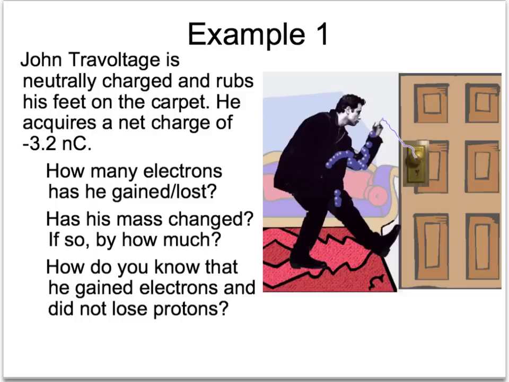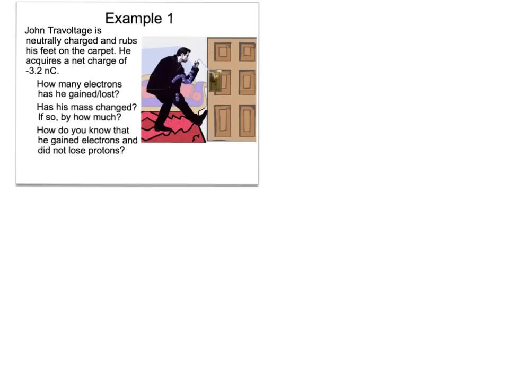Let's look at a quick example of how we can use this information. John Travoltage, the guy pictured at right, is neutrally charged and he rubs his feet on the carpet. He acquires a net charge of negative 3.2 nanocoulombs. How many electrons has he gained or lost? All right, so negative 3.2 nanocoulombs is negative 3.2 times 10 to the negative 9th coulombs.